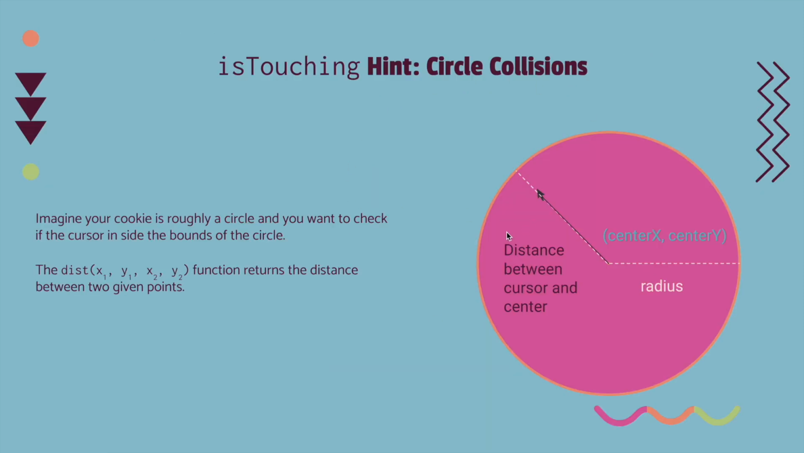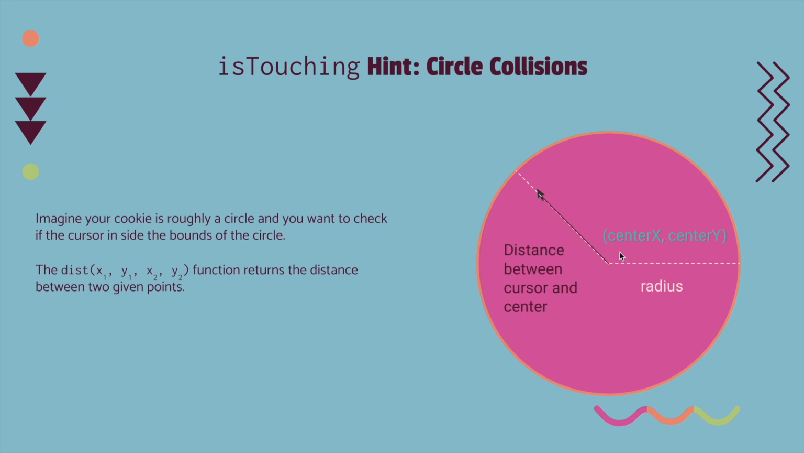So I'm going to give you a quick hint before you get started. For the isTouching, this is going to be a circle collision since the cookie is going to be a circle. A function that's probably going to be pretty useful is the dist function, which allows you to find the distance between two different points. So you put your x1, y1, and then your x2, y2, and it can return the distance between them.